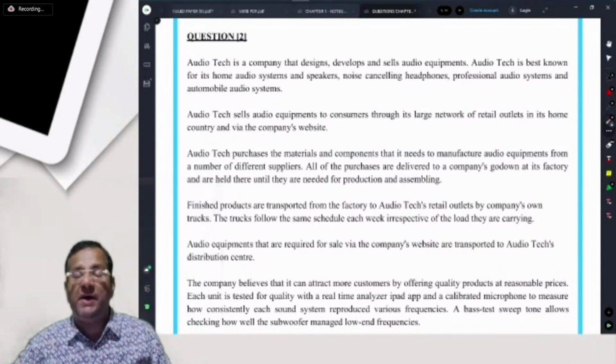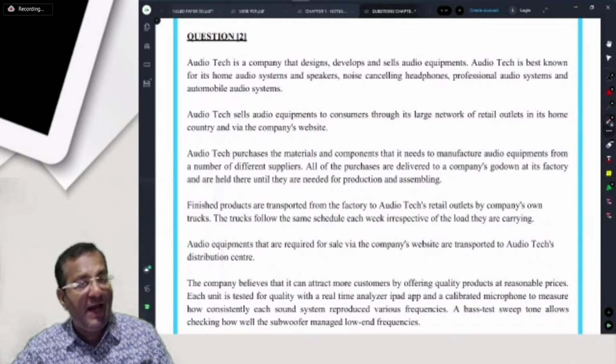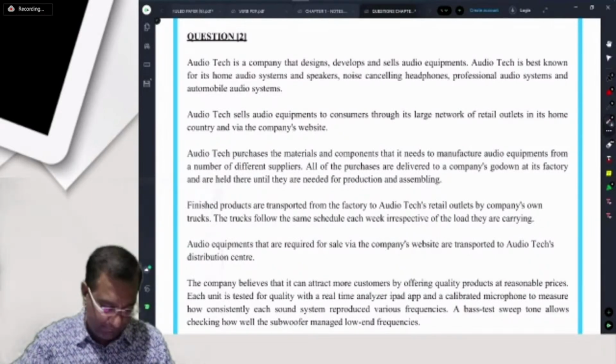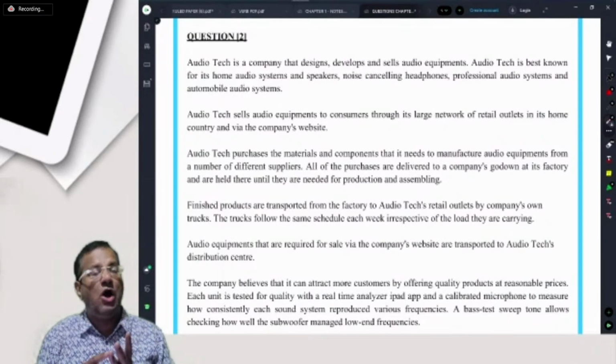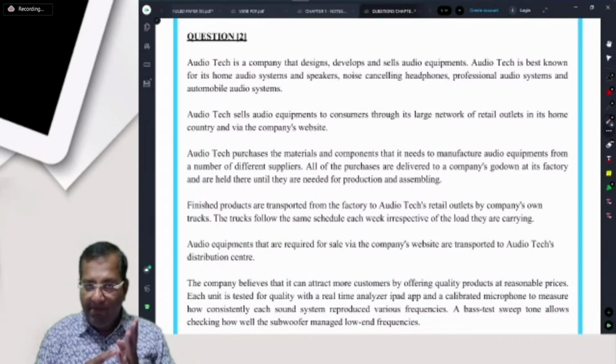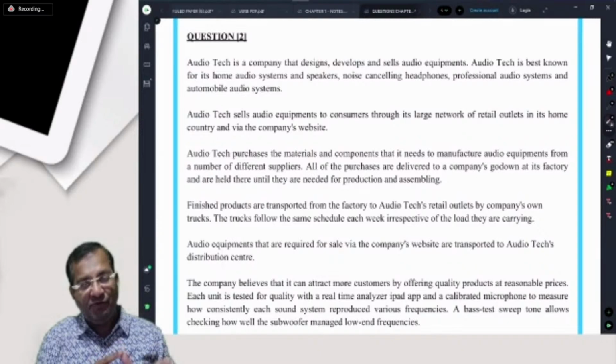Because the requirement part is to identify and explain the primary activities in Audio Tech. First primary activity is inbound logistics. Second one is operations. Third one is outbound logistics. Fourth one is marketing and sales. And the fifth one is service.